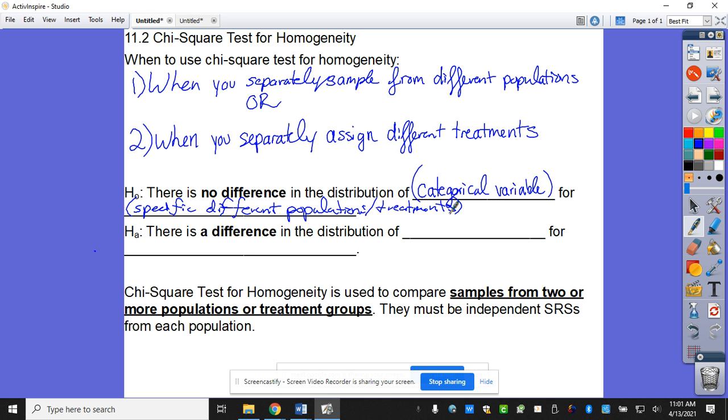Now, are my blanks for my alternative hypothesis going to be any different? No, because the only thing that's different between null and alternative is no difference and is a difference.